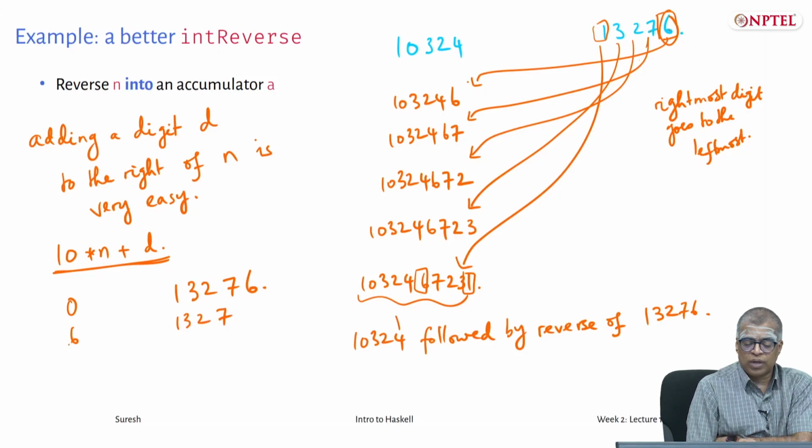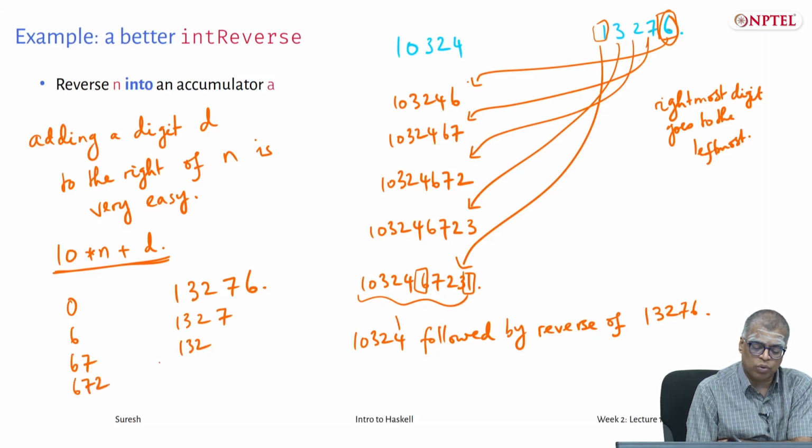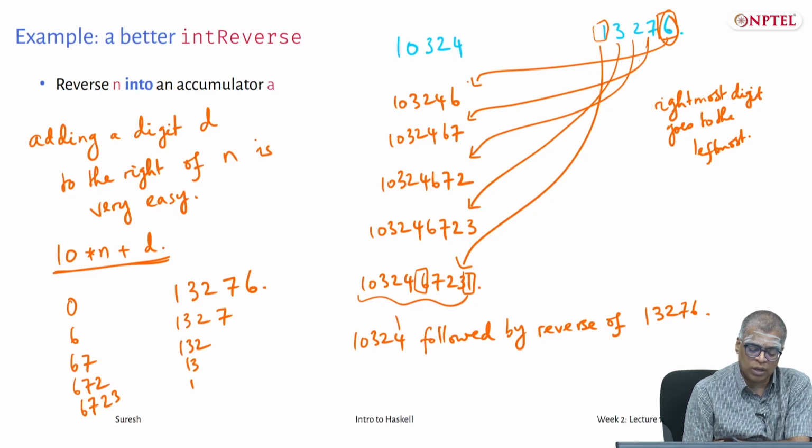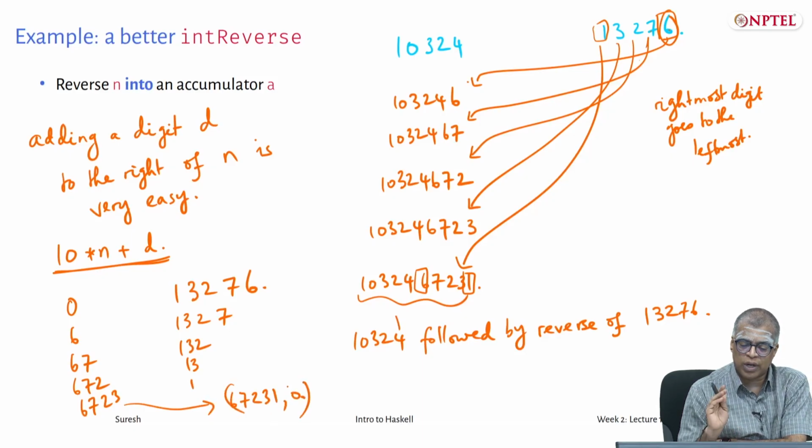And now if I do 10 times 6 plus 7, I will get 67 here, and here I have knocked off the right digit, so that is 132. Now if I do 10 times 67 plus 2, that is 672, and I have 13 here, and then I have 6723, 1 here. Finally from this I have 67231 and 0. Okay, at this point I will stop.